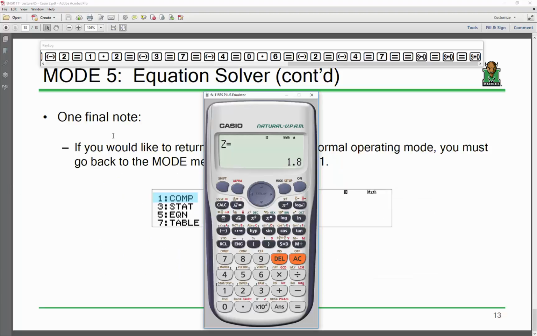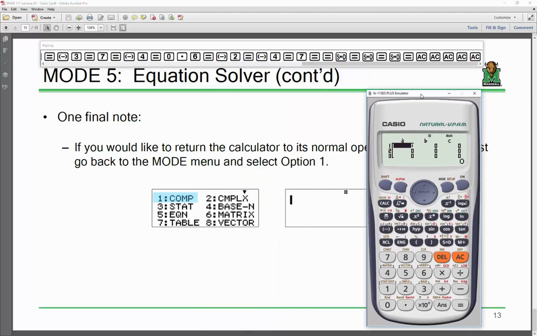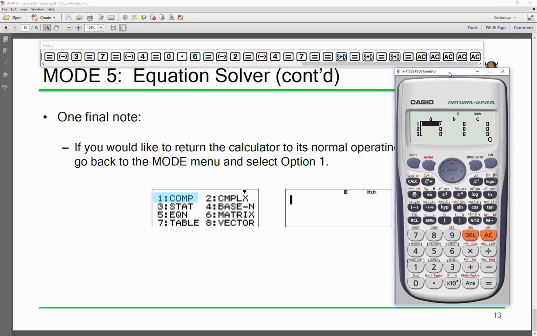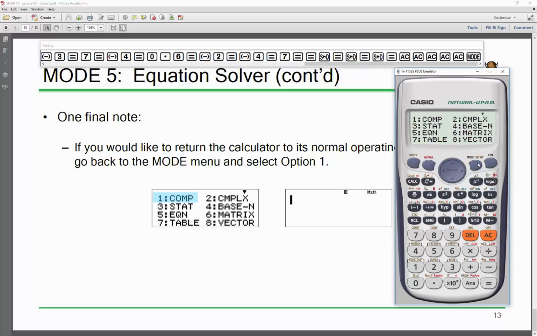One final note I'll point out, if I start hitting equals or I start hitting AC, it's almost like the calculator is stuck in this equation mode. And if you're thinking, wait, I want to go back to just using the calculator normally, I just want to go back to doing basic computations, the key is to go to mode and then hit 1. Okay? It's something we really didn't talk about at the beginning, but actually this entire time we've been utilizing the calculator under mode 1.